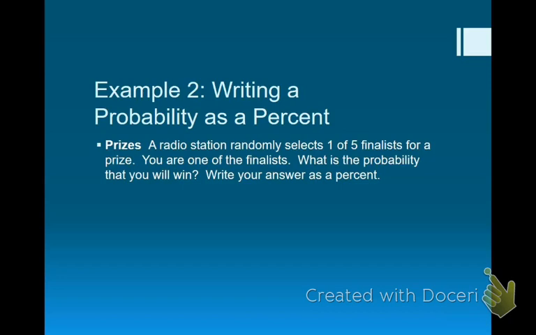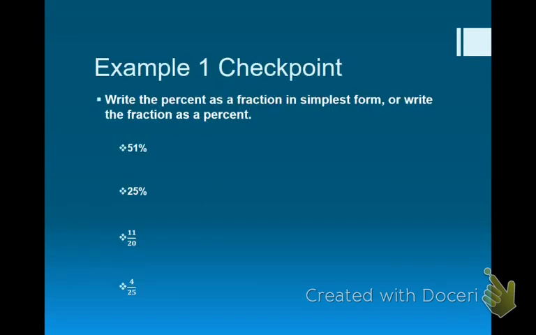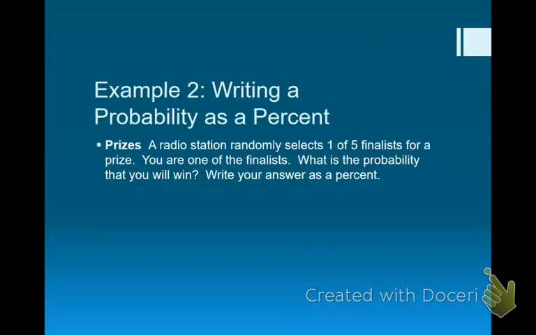So it says a radio station randomly selects 1 of 5 finalists for a prize. You are one of the finalists. What's the probability that you're going to win? And write your answer as a percent. So that's what it's going to say on your homework tonight. Find the probability and write your answer as a percent. All right, so first thing we do is we write the probability of whatever we're going for. Probability that I will win.